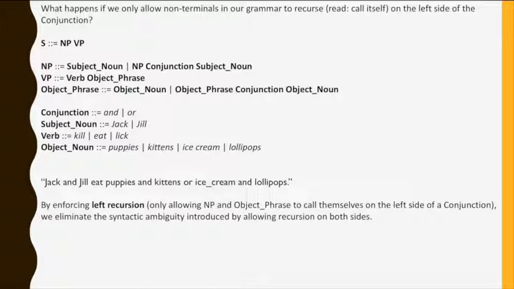And I guess, Andrew, if we wanted to do the same thing for object phrase, how do we do that? It looks like we just took our object noun and placed it there at the end. Again, forcing the same style of left recursion we did in the noun phrase. So you're saying that if we had object phrase goes to object phrase, binary operator slash conjunction, followed by some other non-terminal that is not object phrase, then we're enforcing left recursion? Correct. All right, I can buy that. So at this point, I think we've pretty much eliminated the syntactic ambiguity that arises from allowing recursion on both sides, right?